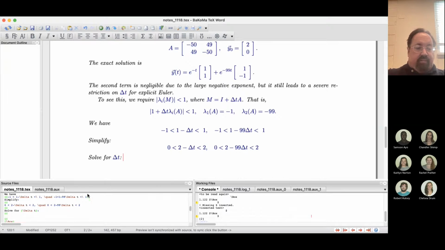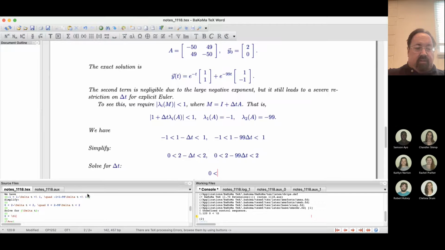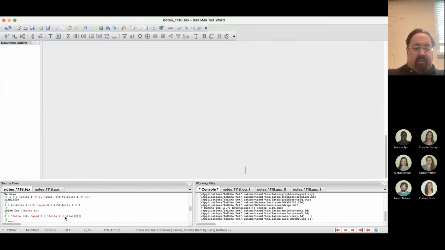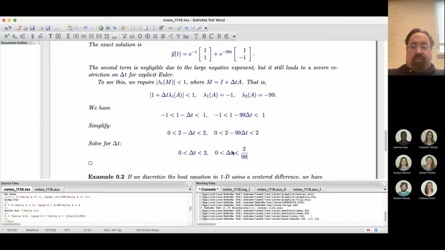Just for completeness' sake, from a first eigenvalue of minus 1, we get delta t must be between 0 and 2. Not a big deal. But from here, we have delta t must be between 0 and 2 over 99. So delta t must be less than roughly 0.02.